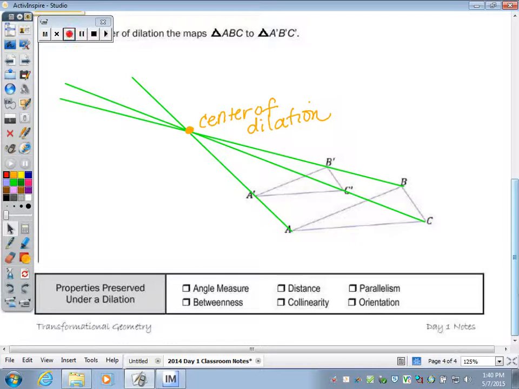So at the bottom of the page, properties preserved under a dilation. Again, keep in mind, these are going to be similar polygons. So every property of a similar polygon. So let's just go right around the room. Dan, is angle measure preserved? Yes. Similar polygons. Corresponding angles are congruent. Corresponding sides are proportional. Vaughn, how about betweenness? Is that preserved?